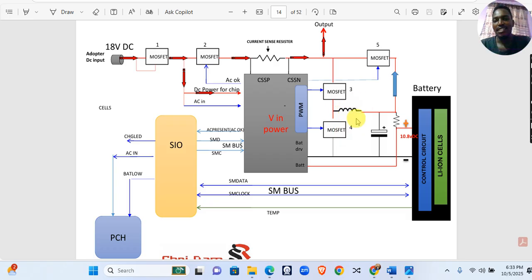So this is the charging system, this is the charging and discharging system, right? Left here you have an inductor. So this inductor is the output voltage out of this charging MOSFET. So that voltage goes into the battery and it charges the battery.